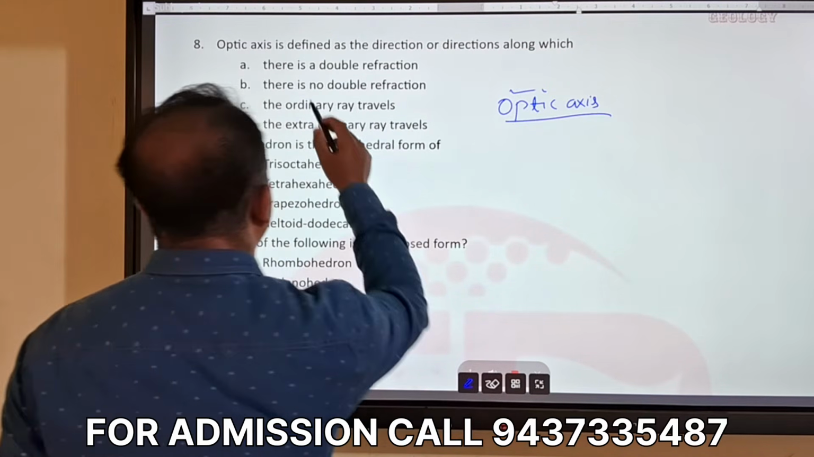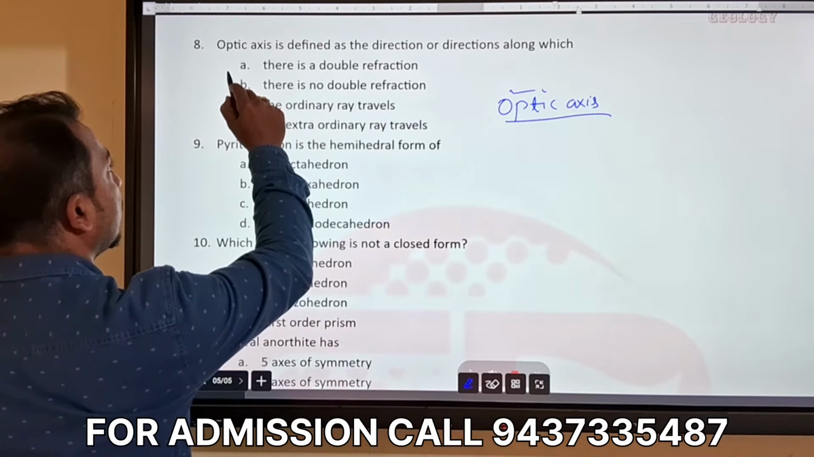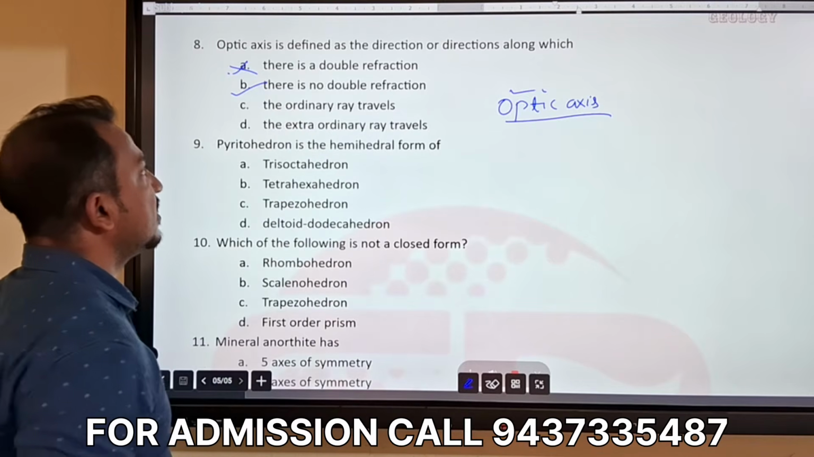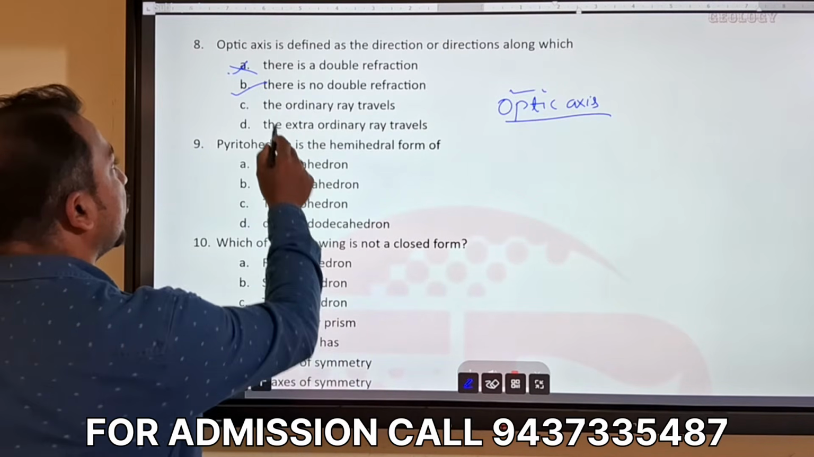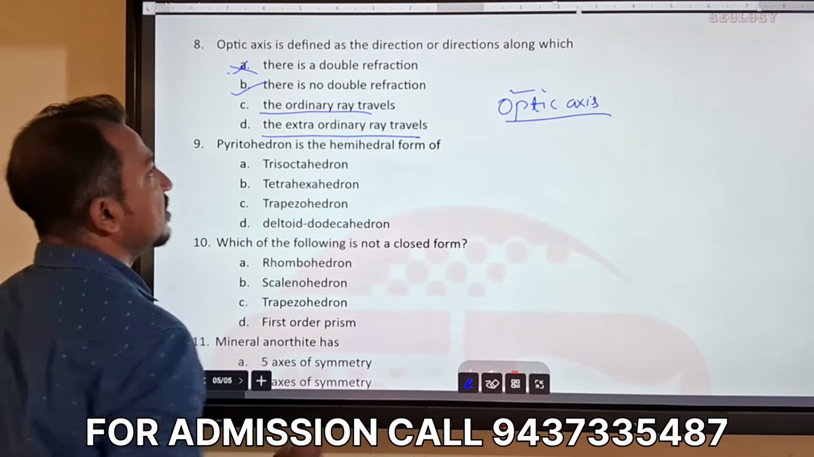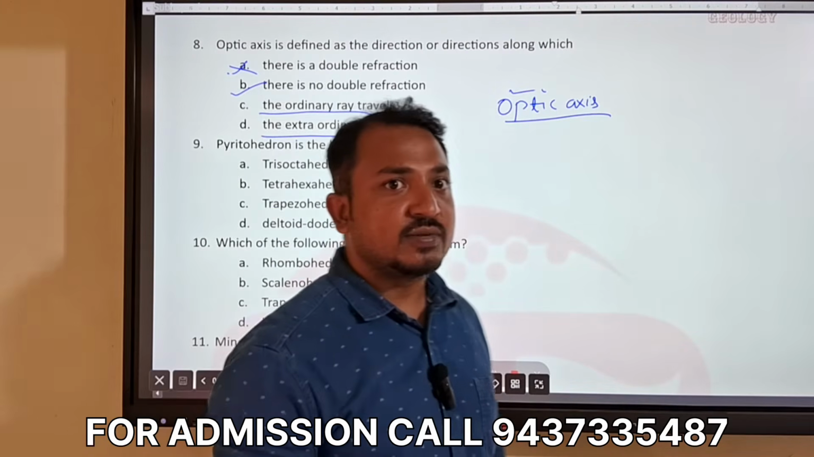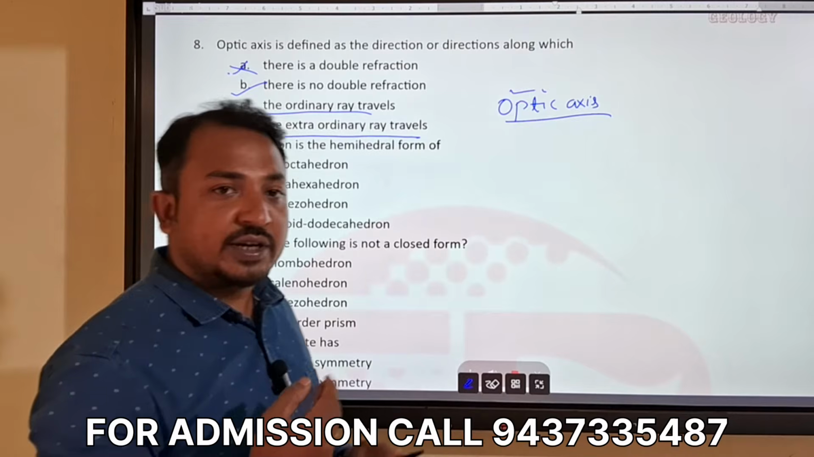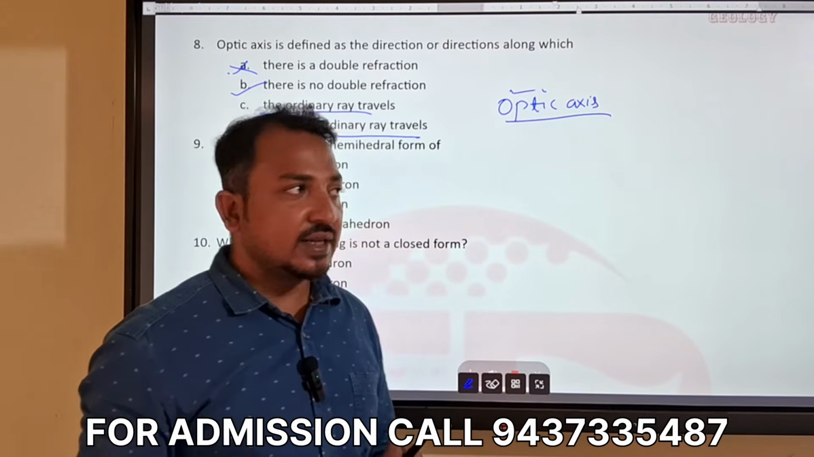So optic axis is defined, there is a double refraction, incorrect. There is no double refraction, this is correct. The ordinary and extraordinary rays are not produced along the optic axis; they are only produced when light travels in a direction which is not the optic axis.